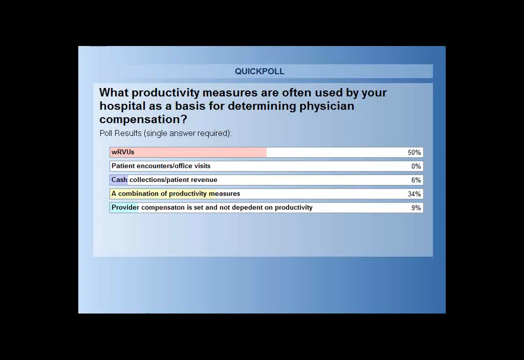Okay, and it looks like we've got 50% saying WRVUs, 0% patient encounter office visits. We've got 6% cash collections, patient revenue, 34% a combination of productivity measures, and 9% provider compensation is set and not dependent on productivity.